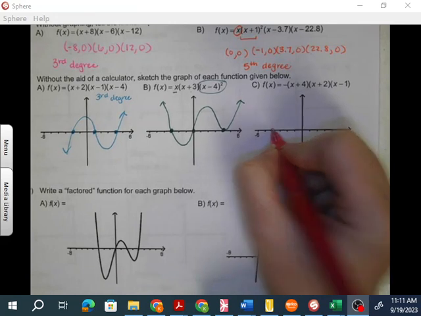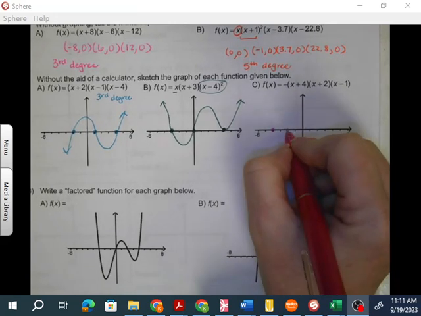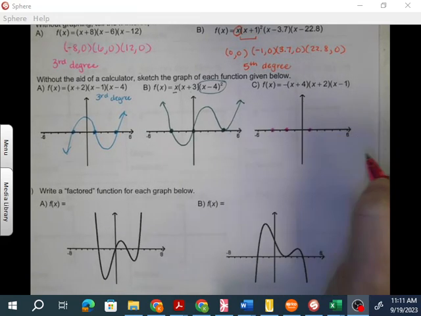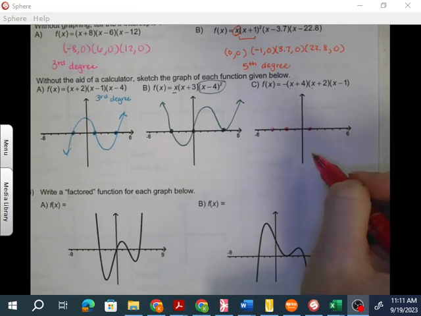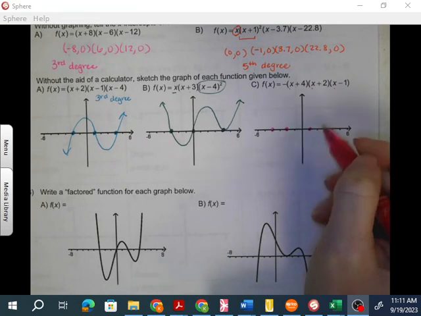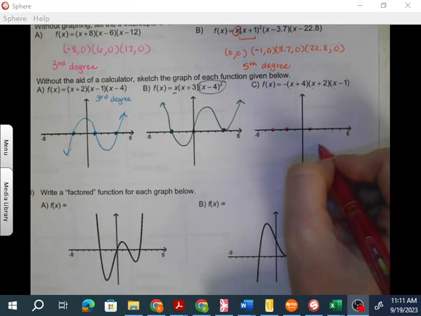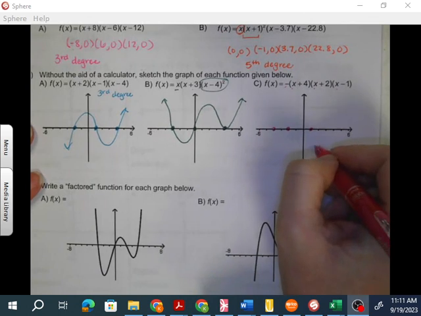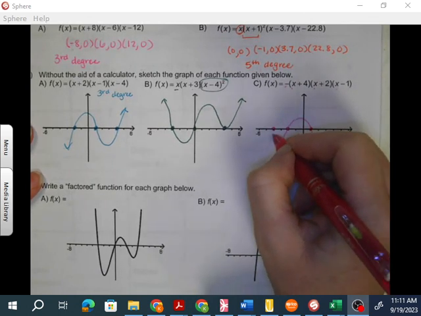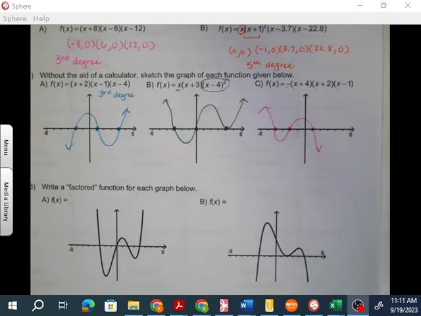I should have an x-intercept at -4, -2, and +1. It's cubic, which means I've got one arrow up and one down. And this one on this side should be down because it's negative, so it's falling. So something like that.